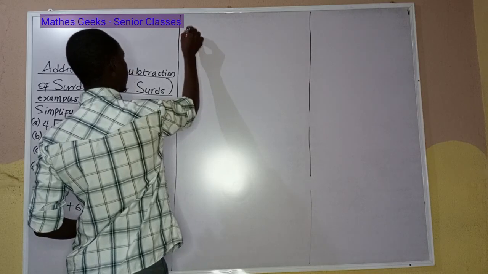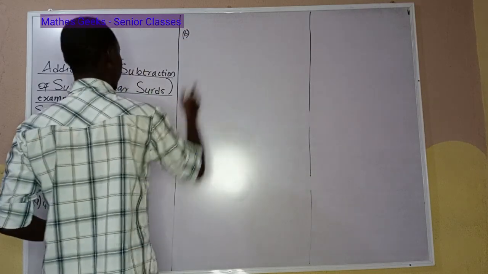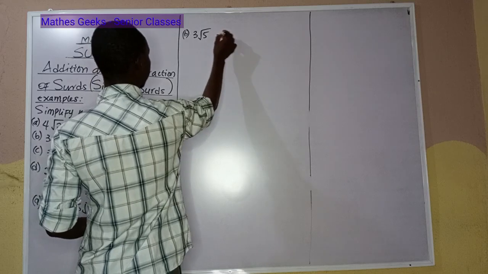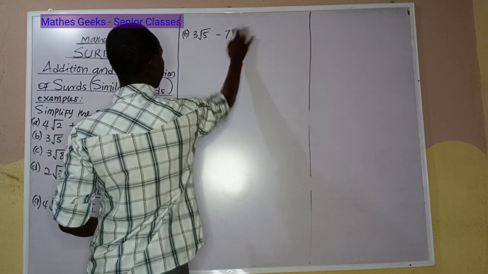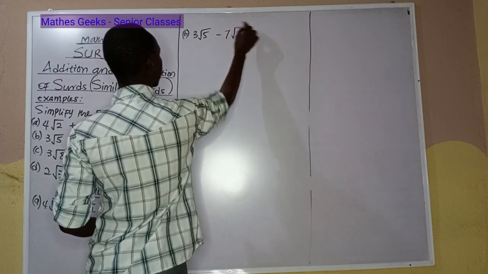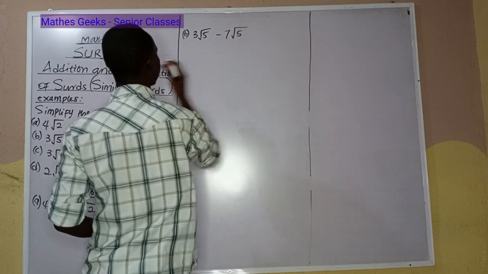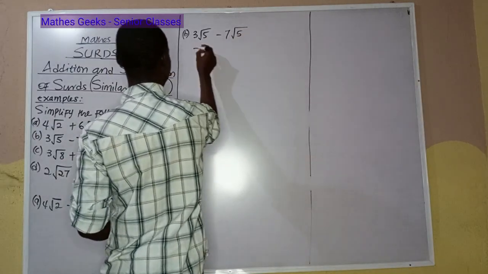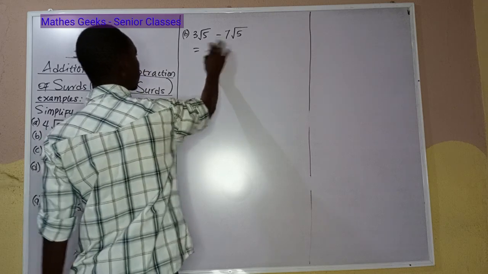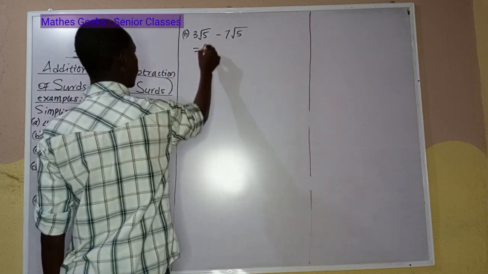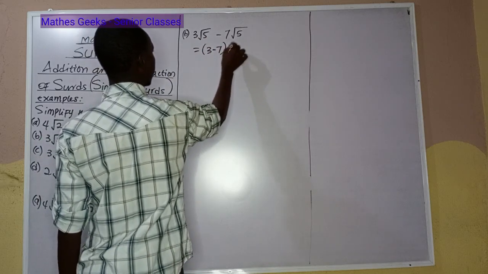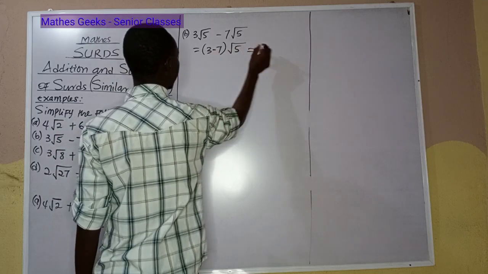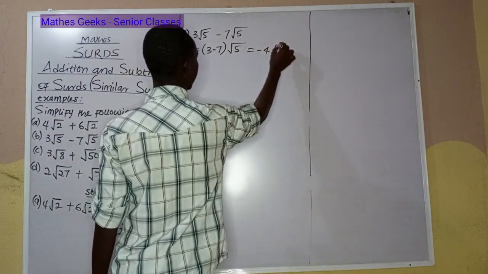B: 3 root 5 minus 7 root 5. So since the roots are the same, we can subtract. So 3 minus 7 root 5. And this will give us 3 minus 7 is equal to minus 4 root 5.